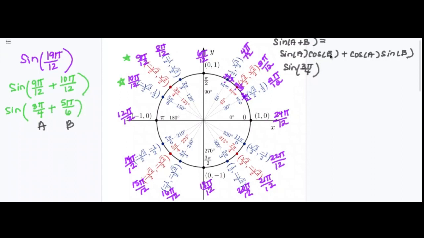Then we have the cosine of B. Angle B is 5 pi over 6. So I have cosine of 5 pi over 6, plus cosine of A. So we have the cosine of the first angle, 3 pi over 4. And then we have sine of B, which is 5 pi over 6.